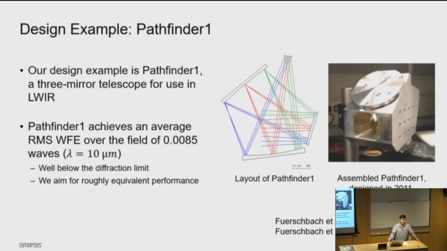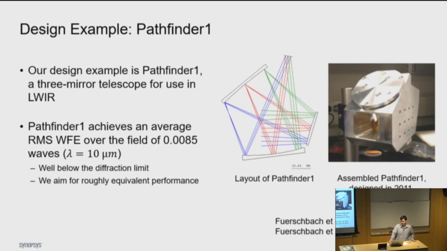For this talk, we're going to be re-examining Pathfinder 1. Pathfinder 1 is a 3-mirror telescope designed for use in the long-wave infrared. It was designed in 2011, manufactured in 2014 by Borsbach et al. at the University of Rochester. And Pathfinder 1 achieves an RMS wavefront error over the field of 0.0085 waves at 10 microns. This is well below the diffraction limit, and for comparison's sake, we're going to be aiming for roughly equivalent performance.